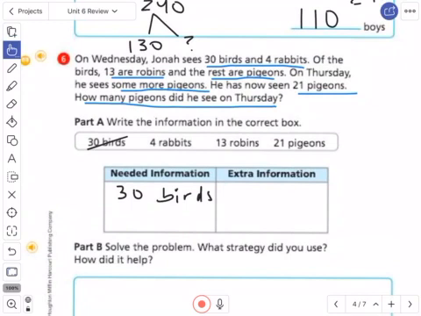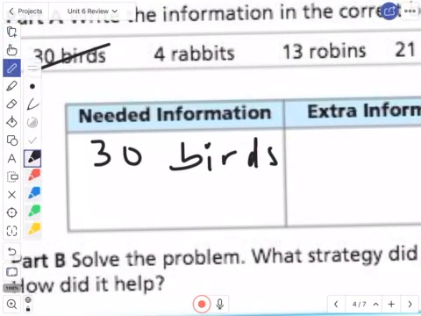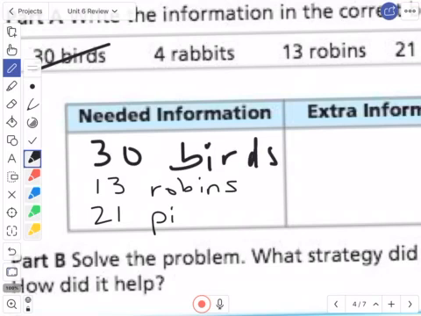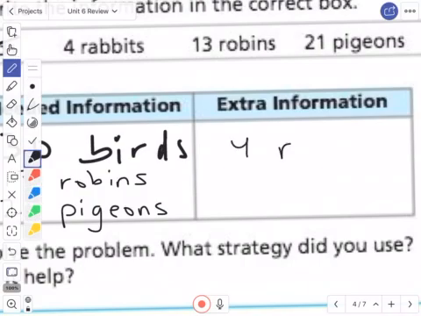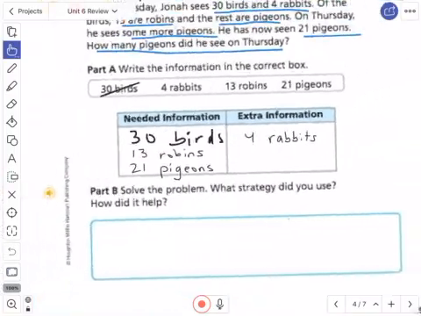Well, I know that I needed, I'm going to zoom in just a little bit so I can write a little bit clearer, I did need 13 robins. And I did need to know about 21 pigeons, because this problem was all about the birds. And so I needed all the pieces of information about that. What I didn't need is the rabbits. They weren't talking about rabbits at all, so they just gave me an extra number to kind of try to throw me off. Now, down below, I'm going to actually solve my problem.